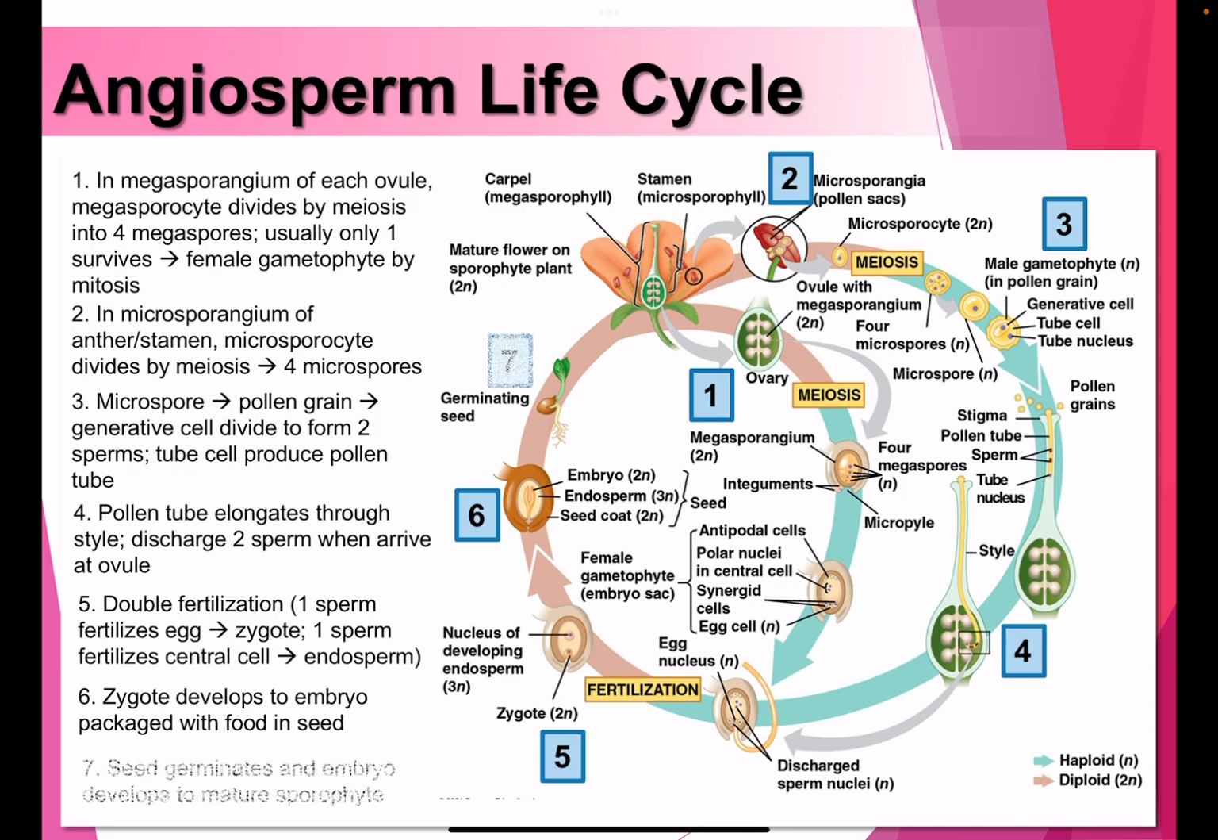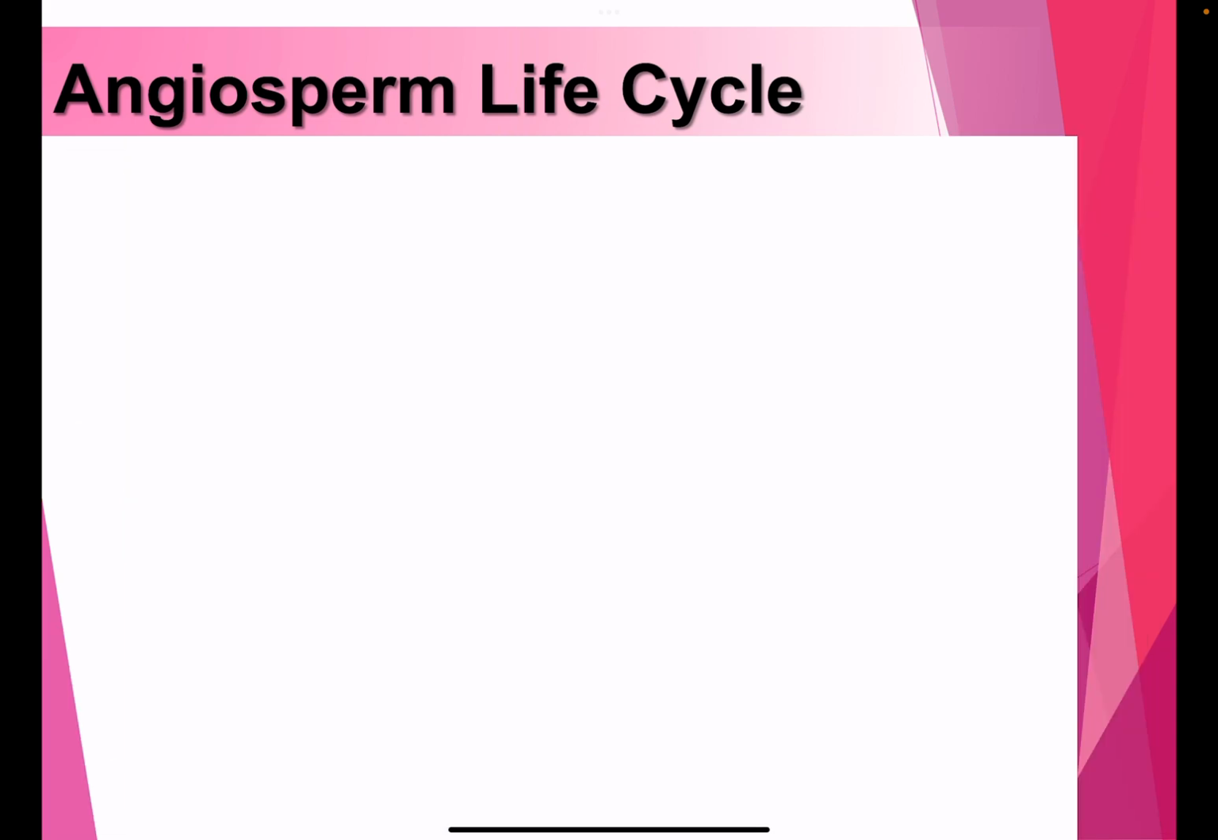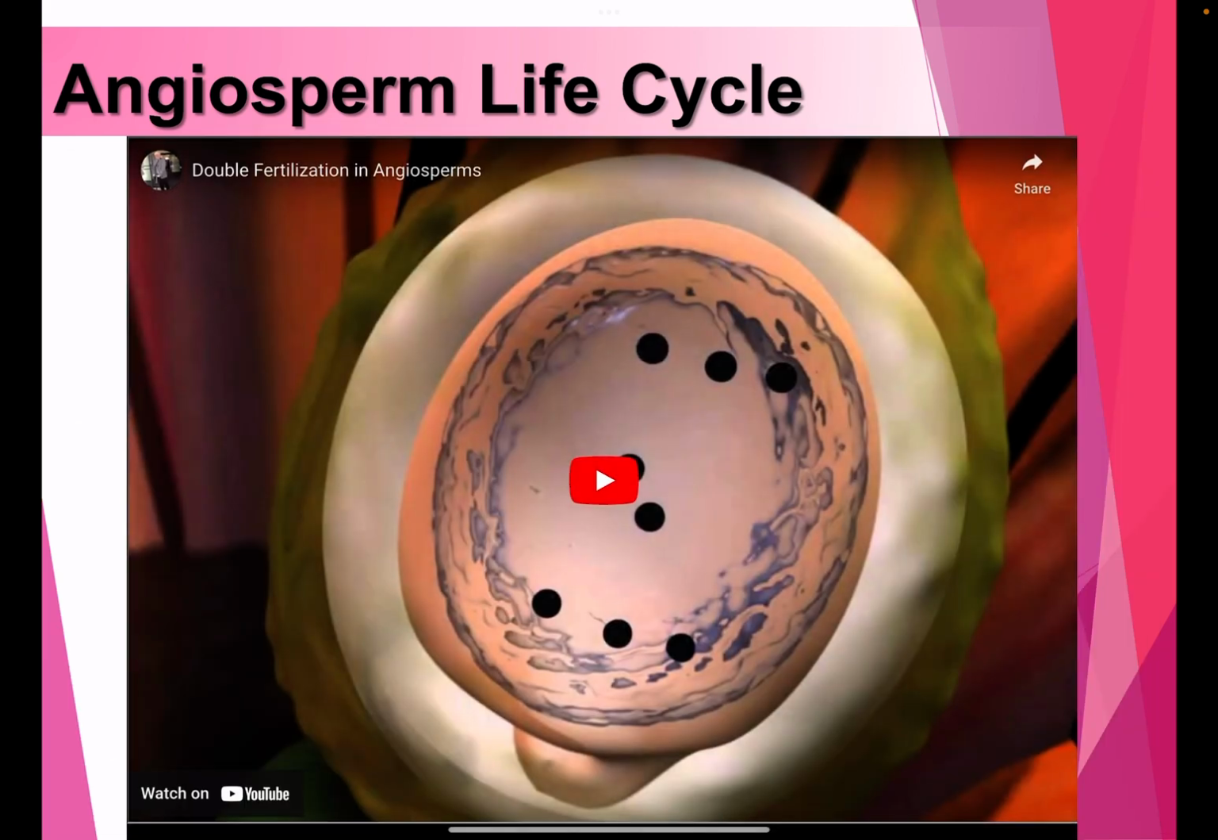So the seed will germinate, and then the embryo will develop into a mature sporophyte that will repeat the whole cycle all over again. Here is that video that animates this whole life cycle we talked about, so you can see it more visually.